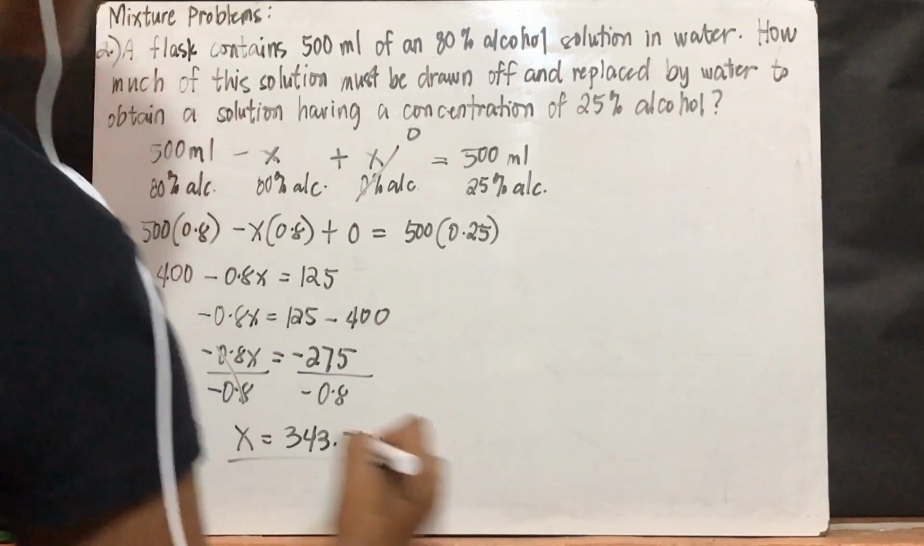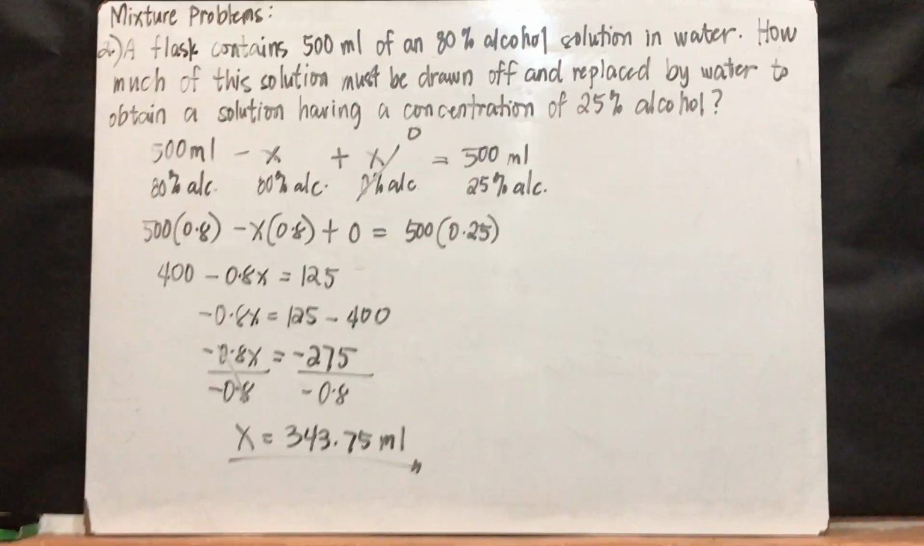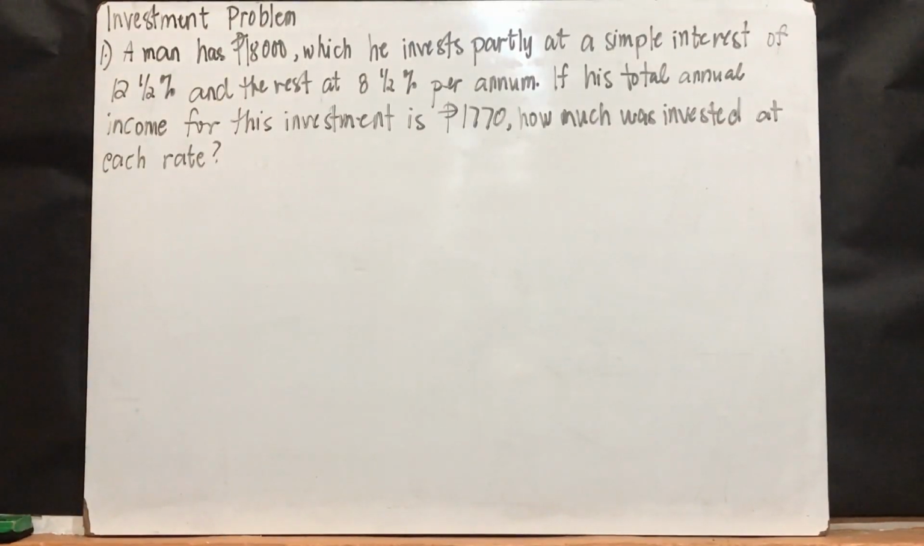ml. So, ganyan kadami yung tinanggal natin na may 80% concentration na alcohol and then ni-replace natin with pure water. So, those are the examples of mixture problems. Now we proceed to investment problem.